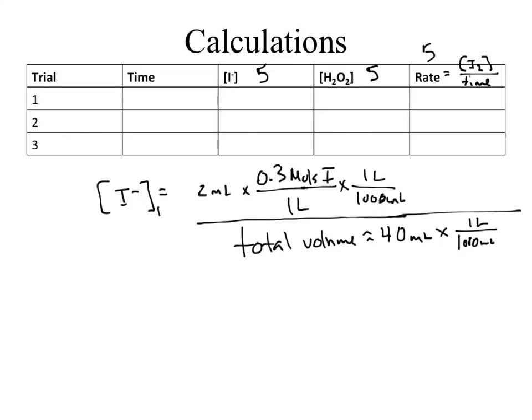We have to determine it. Our concentration of iodine is related to what? The concentration of our thiosulfate. Okay? Our concentration of iodine at the end of our reaction is the concentration of thiosulfate, or very, very close to it. Okay? So what's the concentration of our thiosulfate?